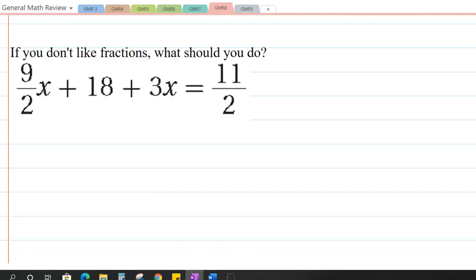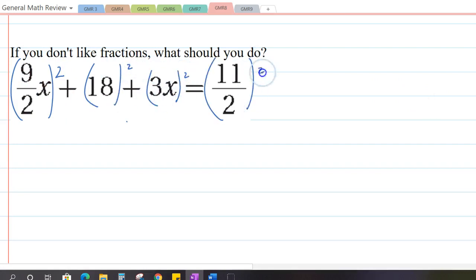When they give you fractions, you need to ask yourself, do you want to use the fraction? Most of the time, no, I don't want the fractions. So what should you do? You multiply by the common denominator. If I look at my fractions, I have a common denominator of 2 on both fractions. So I'm going to multiply everything by 2. Not just the fractions. We're literally going to multiply everything by 2.